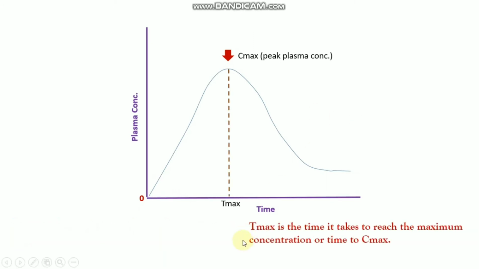and this is the Tmax. And here, as you see in this figure, from the Cmax, the corresponding straight line indicates the Tmax, and Tmax is the time it takes to reach the maximum concentration, or Cmax.